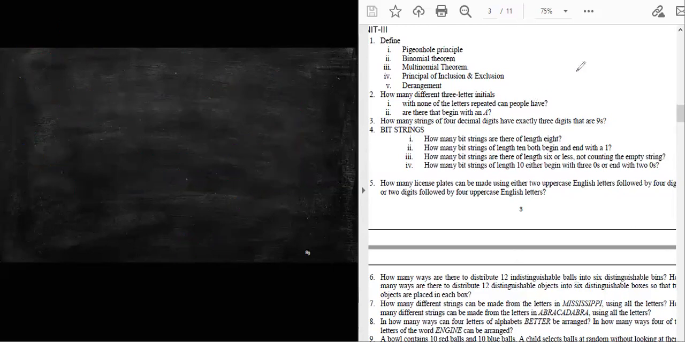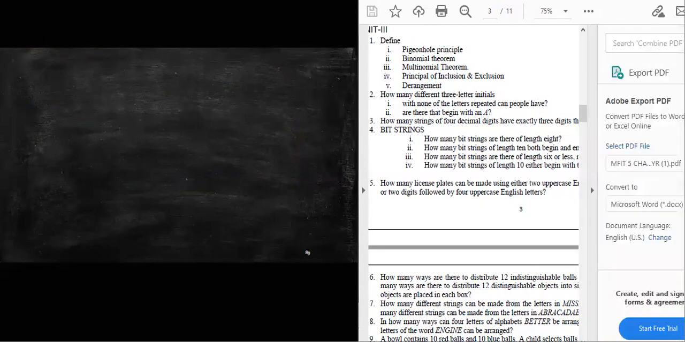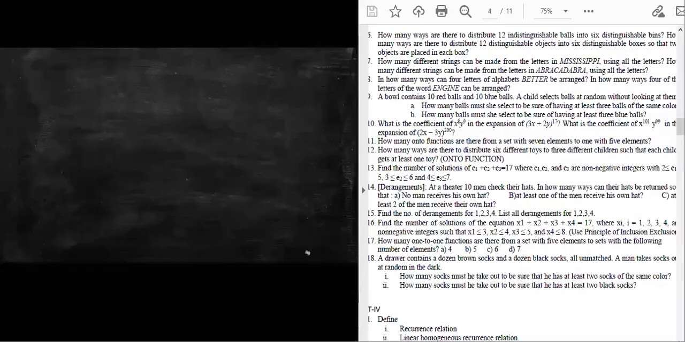Now, the next problem is, how many ways are there to distribute 12 indistinguishable balls into 6 distinguishable bins? So indistinguishable means similar and distinguishable means different.